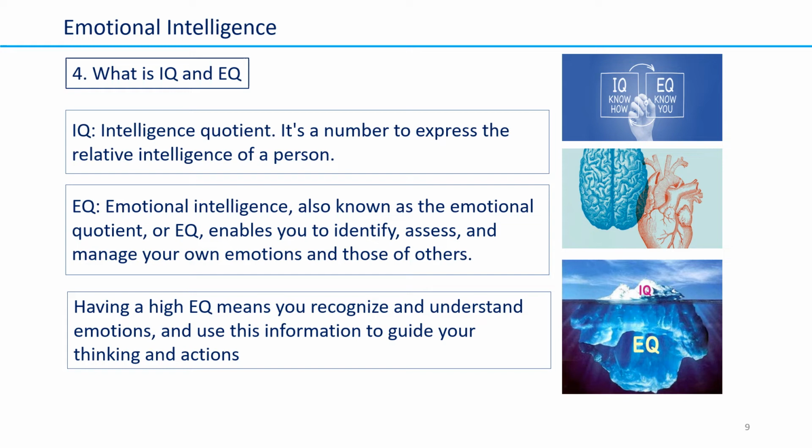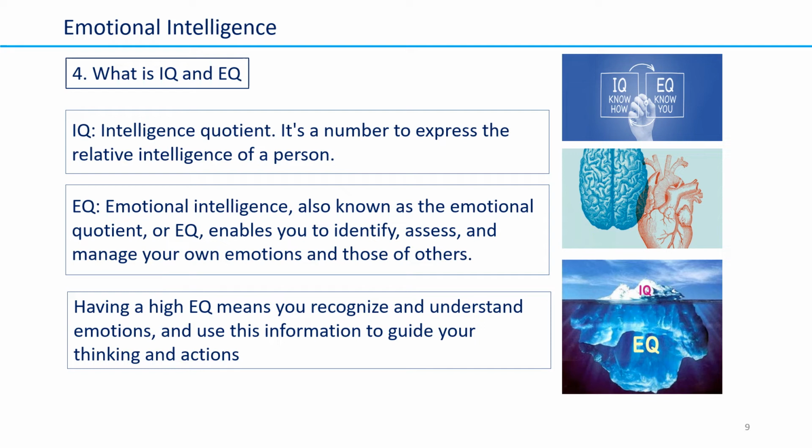Now let us see what is intelligence quotient and emotional quotient. Intelligence is nothing but a number to express the relative intelligence of a person. If we have a group of people, then we have to rank each one with a reference or a relative number. So it is nothing but a relative reference of an intelligent person, how intelligent he is.